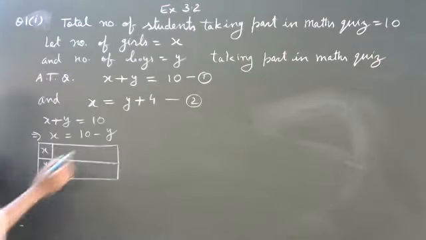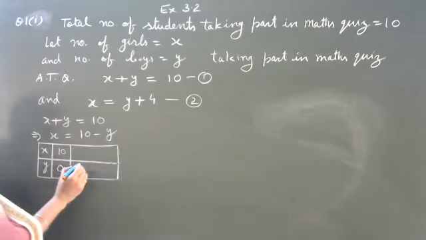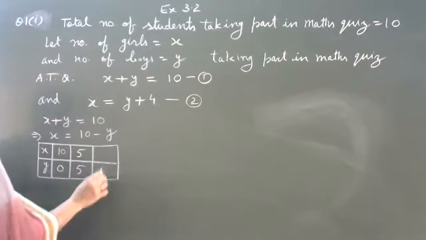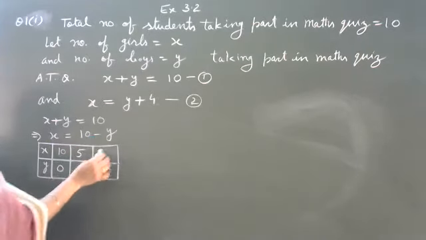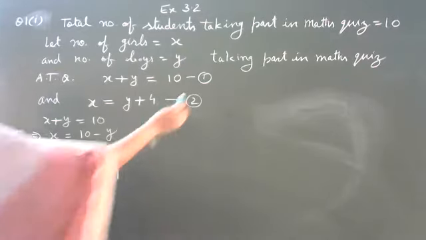Substitute the value of y. I have put the value of y as 0. So 10 minus 0 will become 10, the value of x. The second value we can take y as 5. So 10 minus 5 will be 5. Again we can take the value of y as 10. 10 minus 10 will be 0. So these two values are special values where we can check the point of intersection of the graph with the x-axis or y-axis. So it is the table for the first equation.